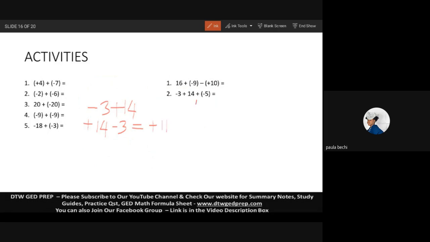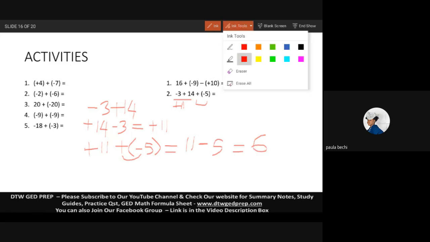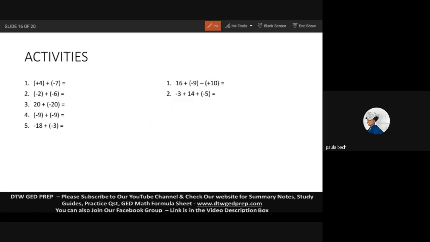Then you can now pick this last part. Since we have simplified this to be positive 11, we have positive 11 plus minus 5. Positive negative gives you negative 5, which gives you 11 minus 5. That gives you 6. So we go on.